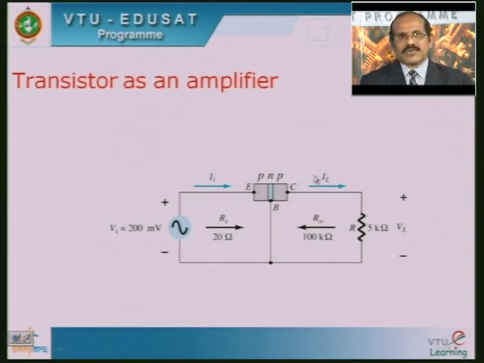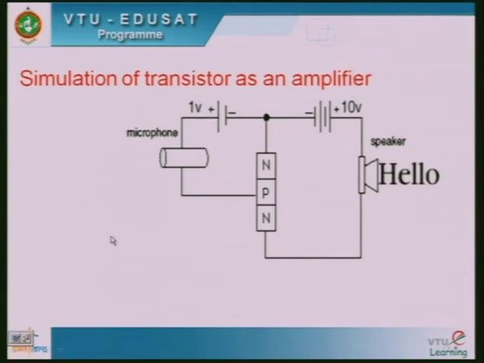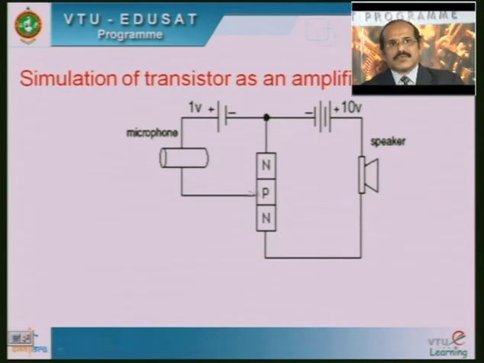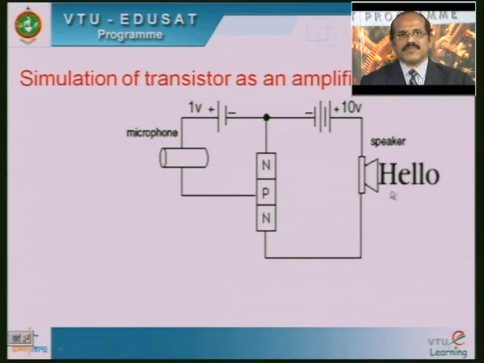This is the input current, and this is the output current, designated as IL, or nothing but the IC. So this is how a transistor in CB configuration can act as an amplifier. Here we have considered an NPN transistor, and this middle layer acts as the base, and this N layer acts as the input, that is the emitter, and the bottommost N layer acts as the collector, the output, which is connected to the speaker.